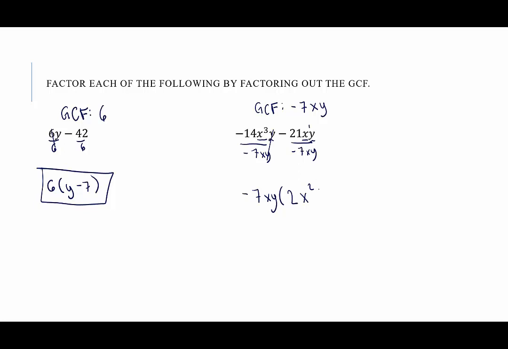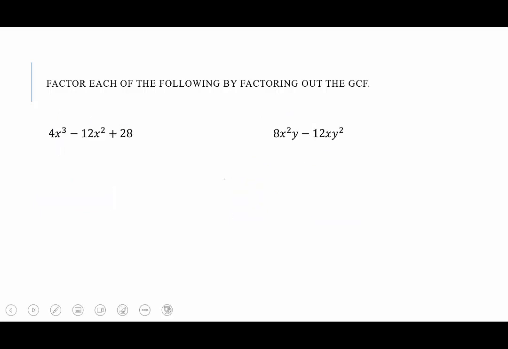Second, we have a negative divided by a negative. That's positive. 21 divided by 7 is 3. The x's cancel and the y's cancel. So it would be just 2x squared plus 3 are the leftovers, with the negative 7xy out in front as our GCF. I encourage you, before I do these, to pause the video and see how you do with these two.